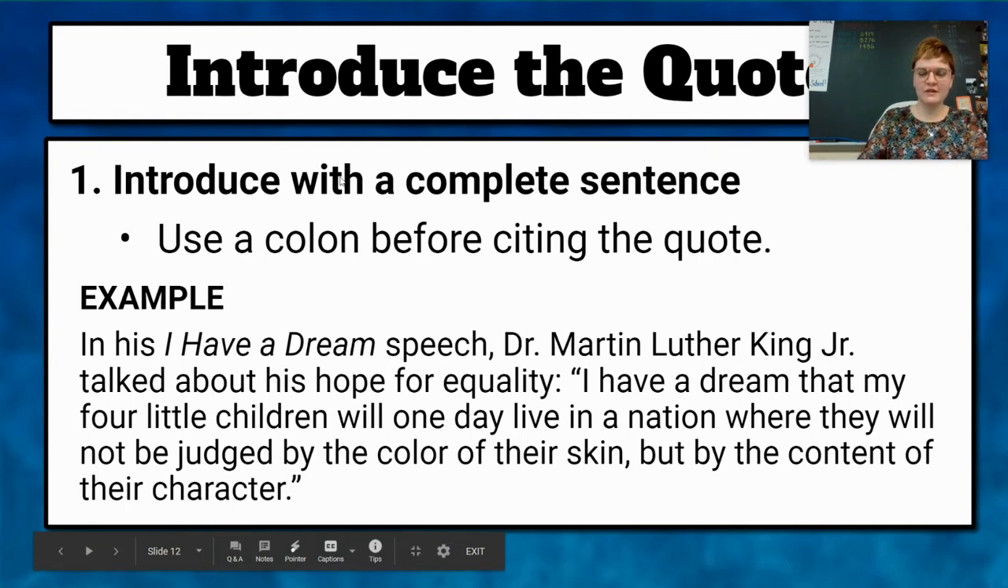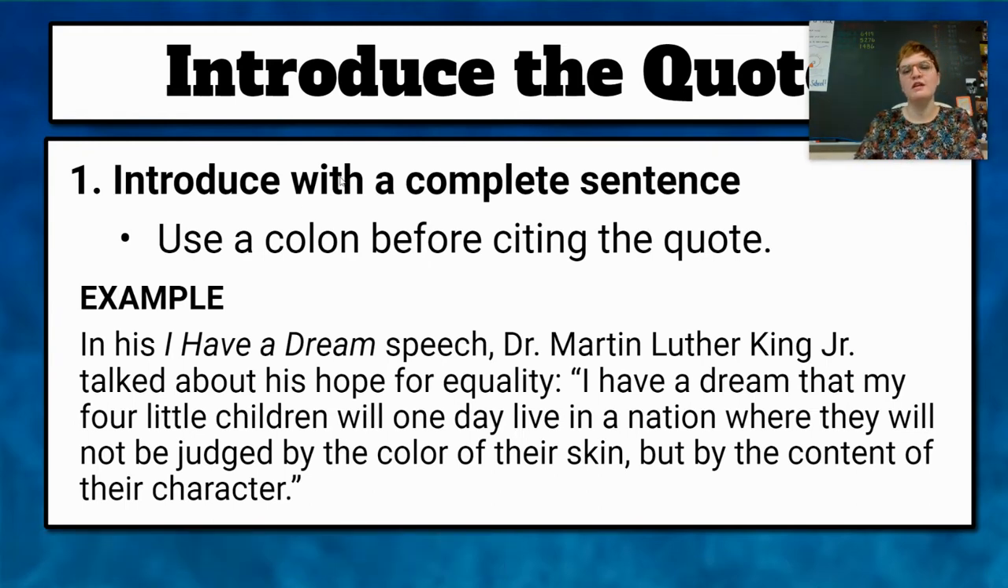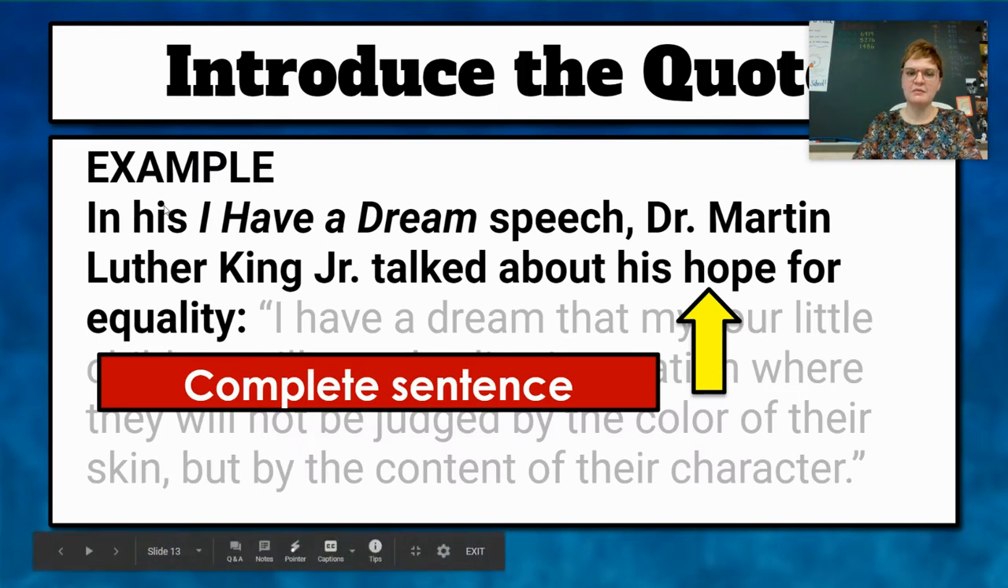Okay, so the first way you can do this is you can use a colon before citing the quote. So you would use a complete sentence and then a colon. So in his I Have a Dream speech, Dr. Martin Luther King Jr. talked about his hope for equality. Whole sentence, colon. Then here's my quote. So that's a complete sentence. In his I Have a Dream speech, Dr. Martin Luther King Jr. is our subject. Talked is our verb about his hope for equality, colon. Then you just put your quote there.